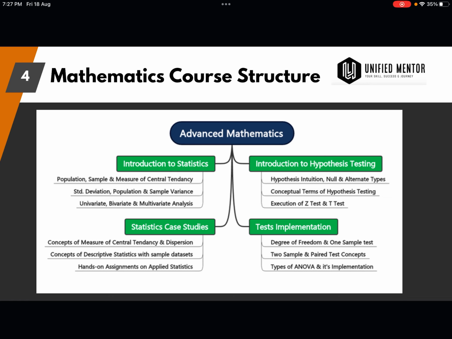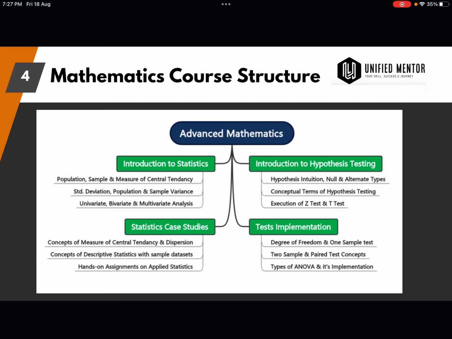And over here we have 4 main branches again. Okay, the first one is introduction to statistics. So under that we'll study topics like population, sample, and the measure of central tendency. Then we have standard deviation, variance in terms of population variance and sample variance. Then we'll be having univariate analysis, bivariate analysis, okay, and multivariate analysis also. So this is regarding statistics.